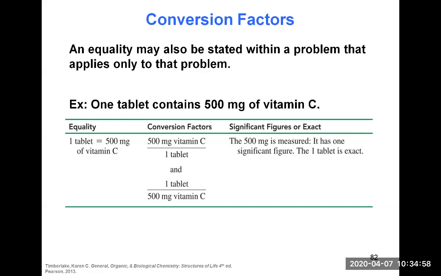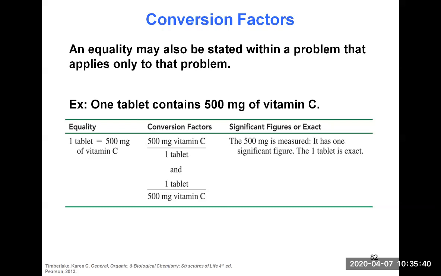So out of this equality, as always, you can write two conversion factors. So either 500 milligrams of vitamin C over one tablet, or one tablet over 500 milligrams of vitamin C. As far as significant figures, here the tablet is a number obtained from counting a number of tablets. So that's an exact number. Remember that exact numbers are numbers that can come from counting.